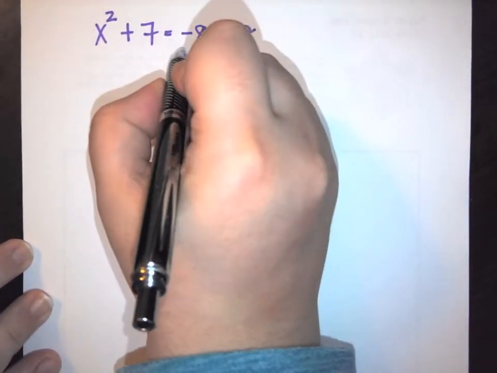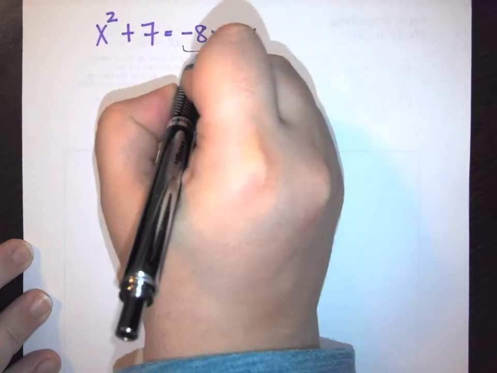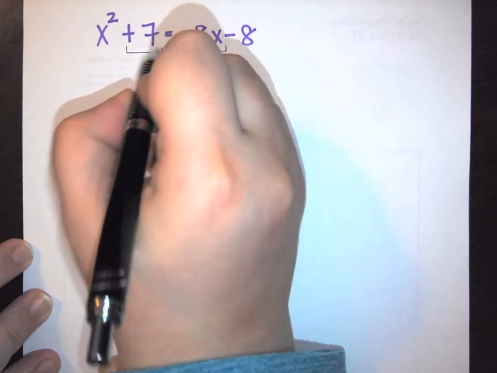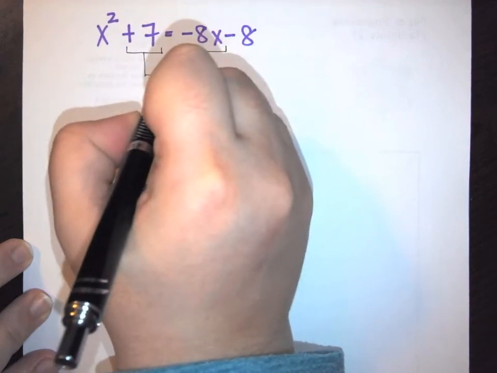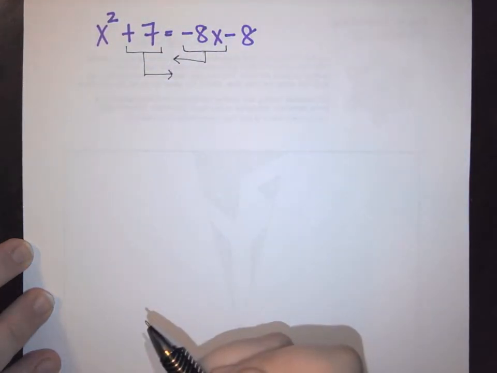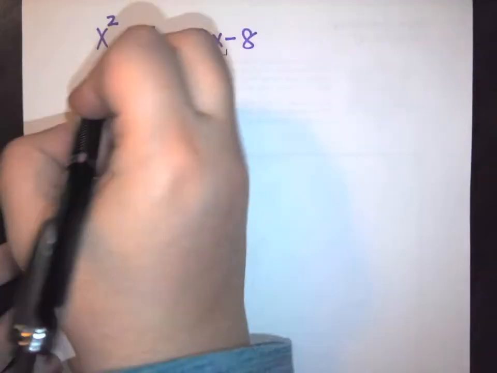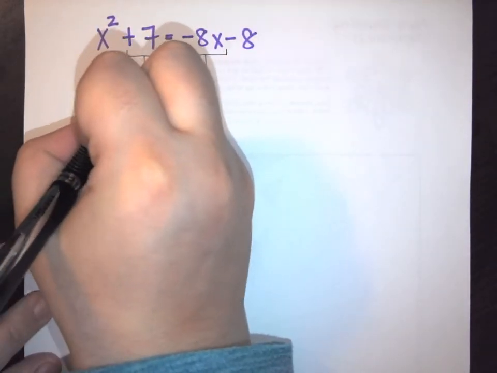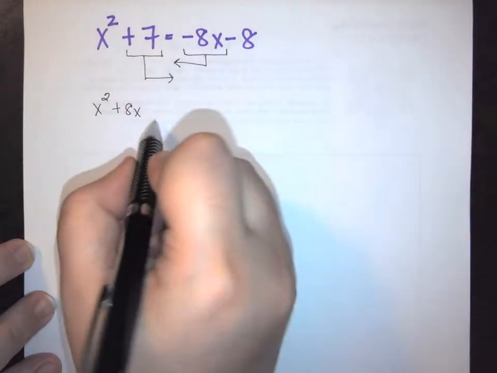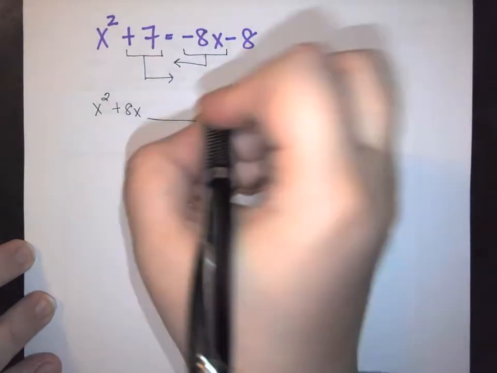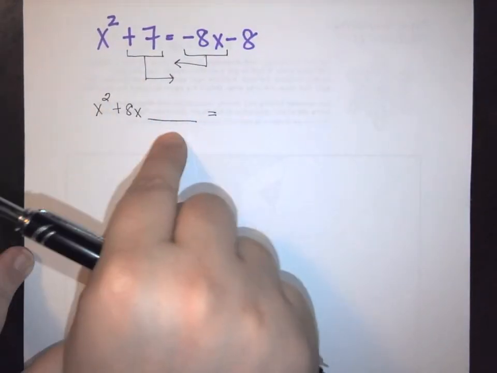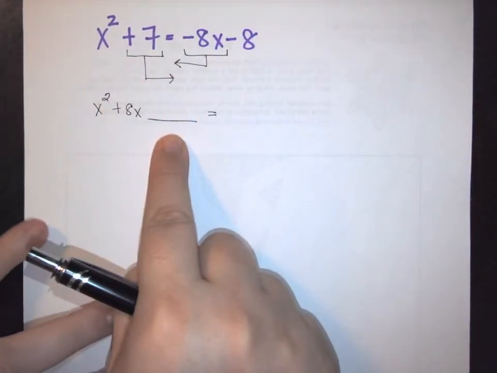So what this means is I am going to take my x term, my negative 8x, and I'm going to move it to the other side, while taking my 7 and moving it to the other side. Okay, so we're going to kind of swap things around. So in this case, we end up with x squared plus an 8x. I'm going to give myself a space because the point of completing the square is making a perfect square on one side of your equation.